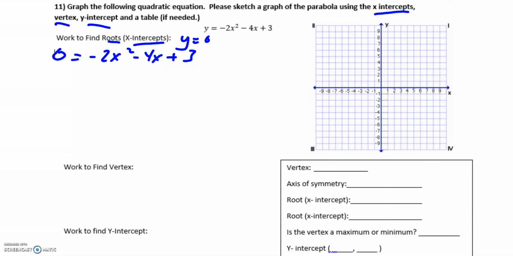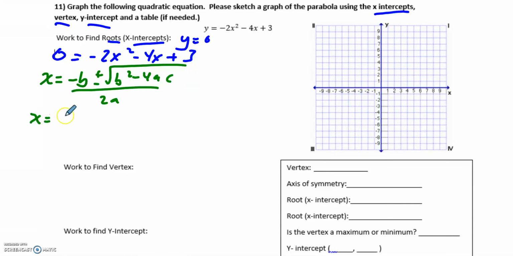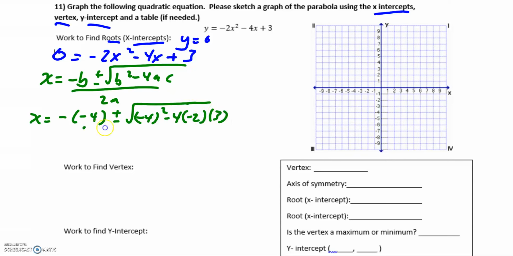And so if I'd like to solve this, let's use the quadratic formula. x equals -b plus or minus the square root b squared minus 4ac all over 2a. So x would be -4 plus or minus the square root of -4 squared minus 4 times a times c all over 2 times -2.